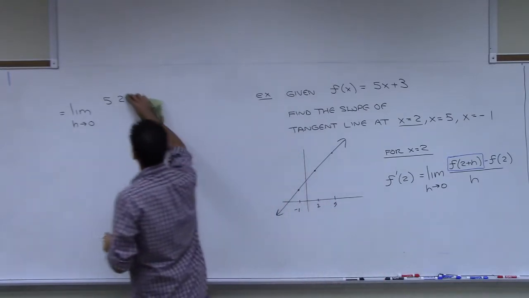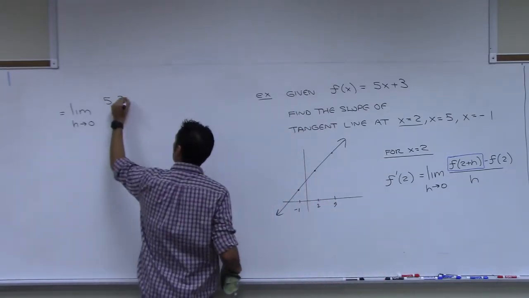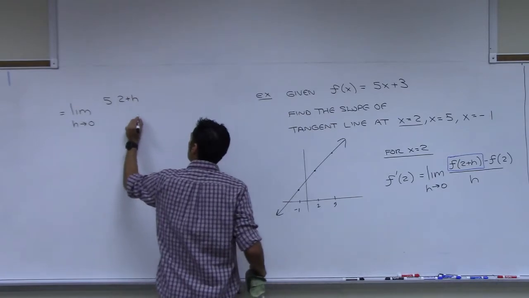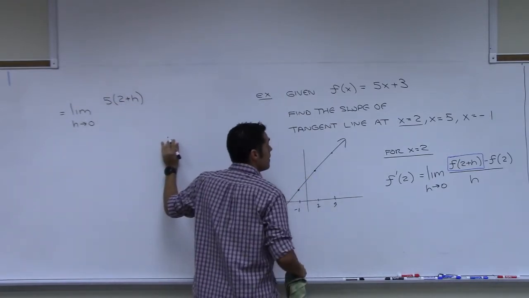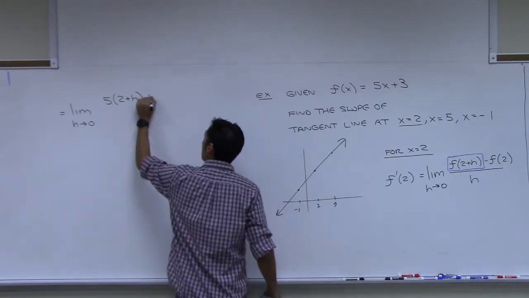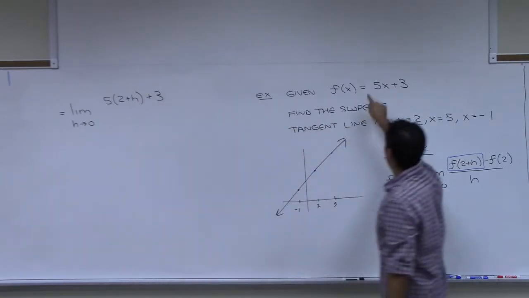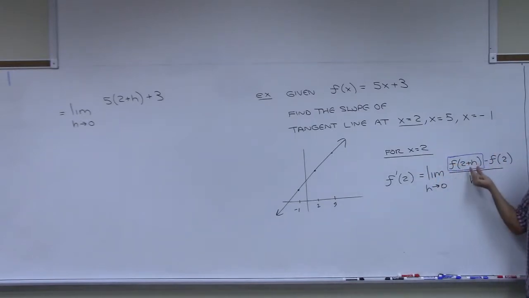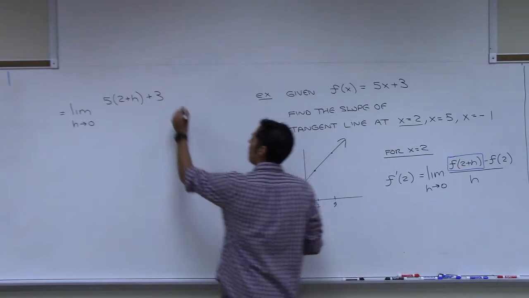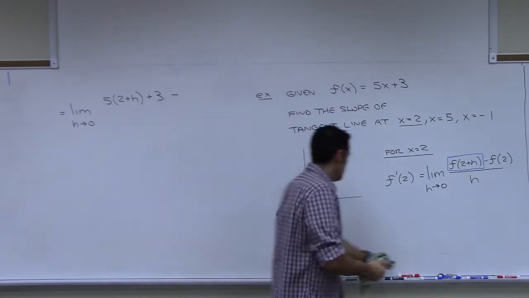2 plus h. What should I be doing with this 2 plus h? I haven't done it yet. Parentheses around it. And then what? Plus 3. Okay. So we have replaced this x with 2 plus h. That's just evaluating this function at this value. Have to have the 2 plus h in parentheses. Y'all good with that? Okay, now I need to put a minus sign.